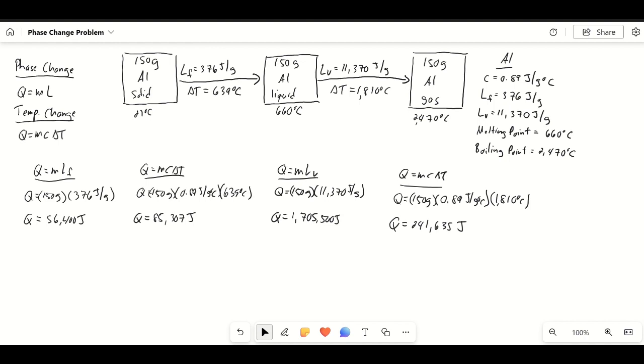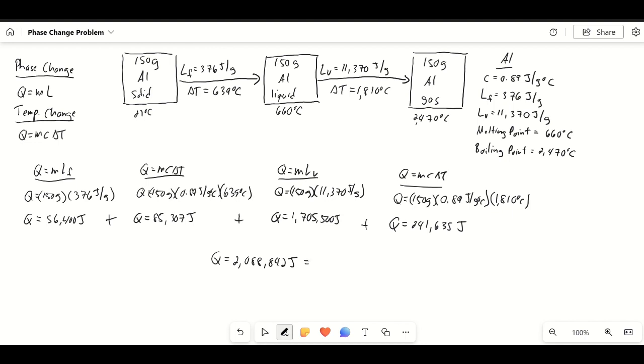So we've got four different calculations. To get the total amount of energy that's required, we have to add all those together. So when we combine all those, we get 2,088,842 joules. And you could leave it like that.